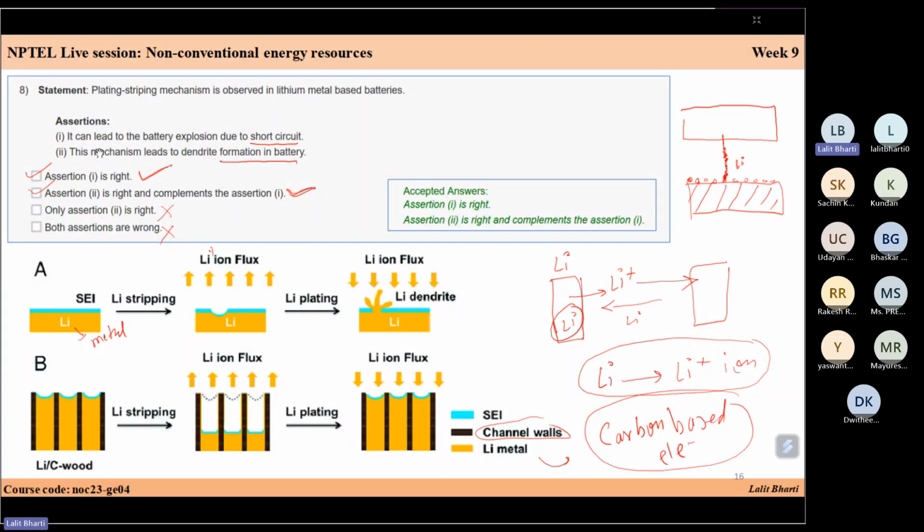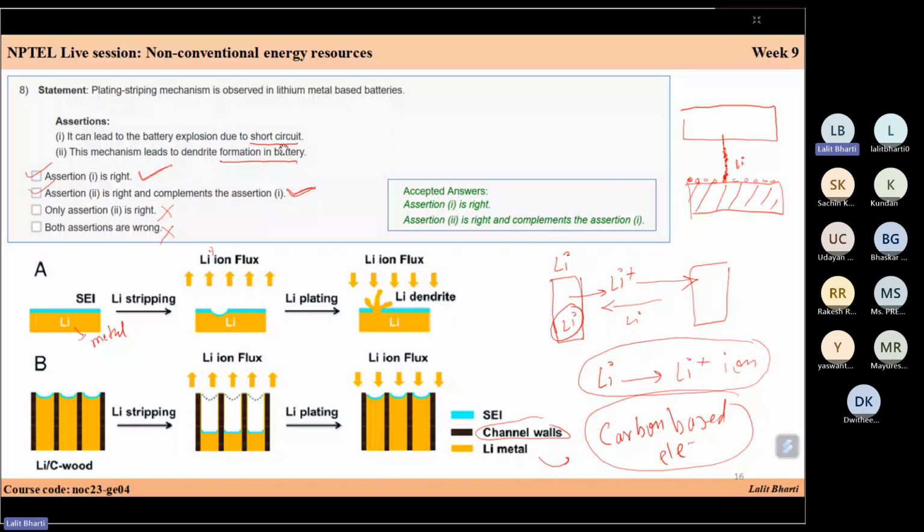Then the eighth one is basically we have two statements on plating and stripping. So stripping is basically your lithium ion going out of your lithium metal layer. So this is your lithium metal and your lithium ions are going. Plating means coming back to the lithium plate. So you see your dendrite formation happens when you have, let's say, a void here, and your lithium ions will accommodate in the void one by one and they will make a dendrite-like structure. So they will come in contact and the battery will short circuit and it can cause an explosion.